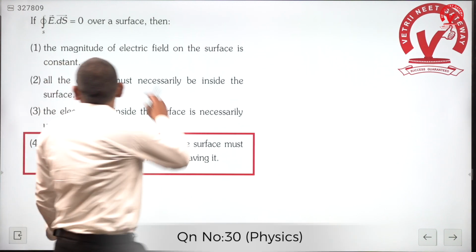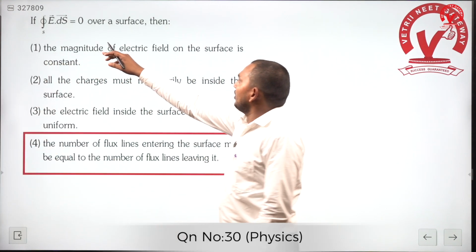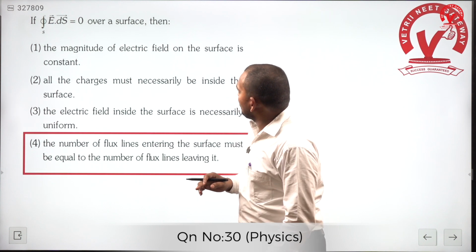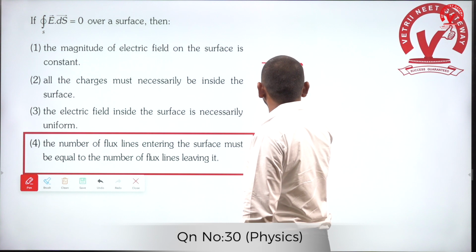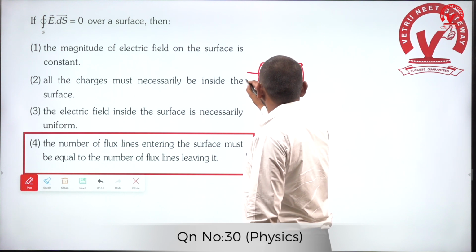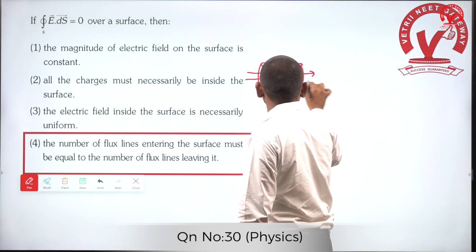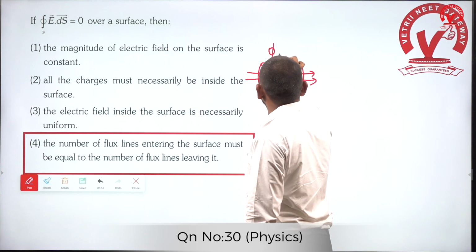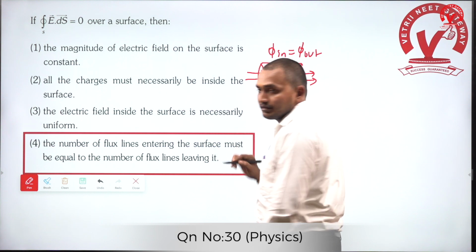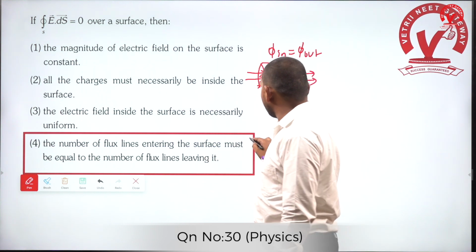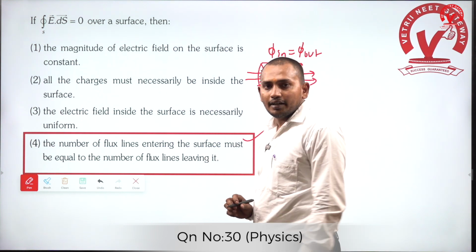Next, if closed integral of E dot ds is equal to 0 over the surface, then the number of flux entering the surface is equal to the number of flux leaving that surface. So which option is the correct one? Fourth option is the correct one.